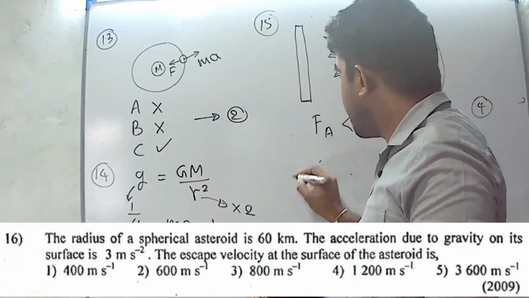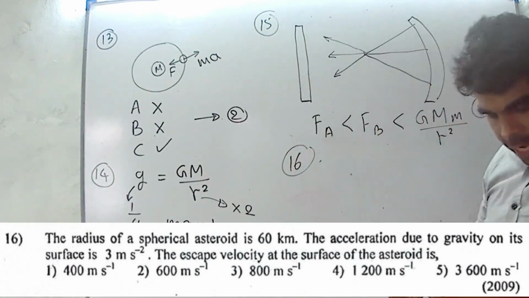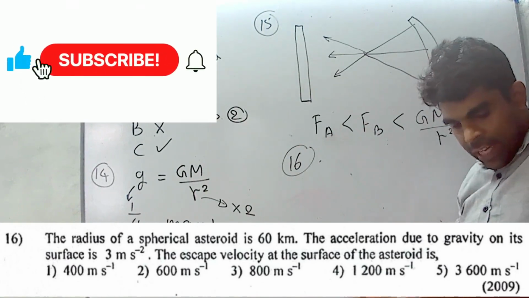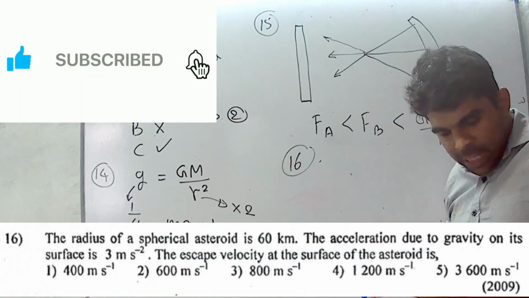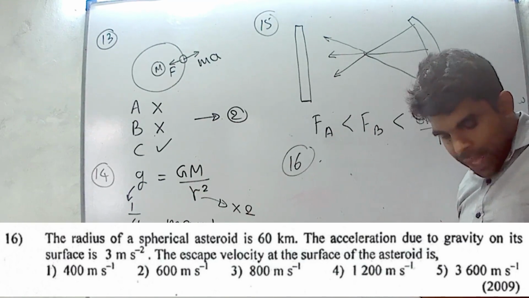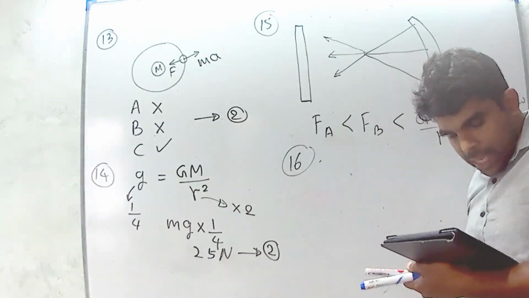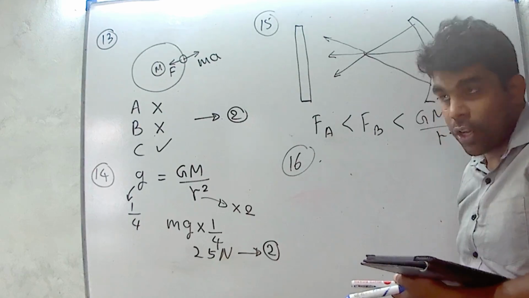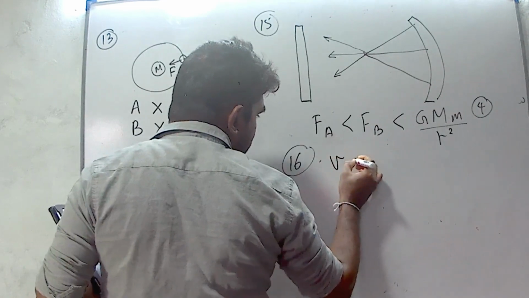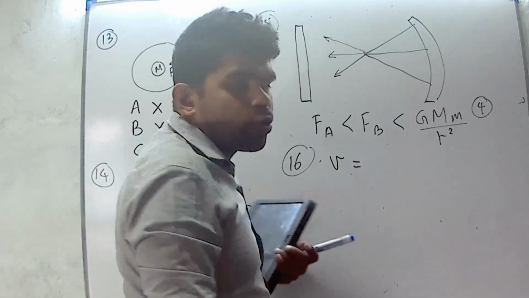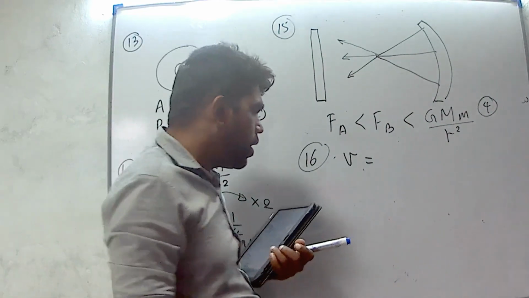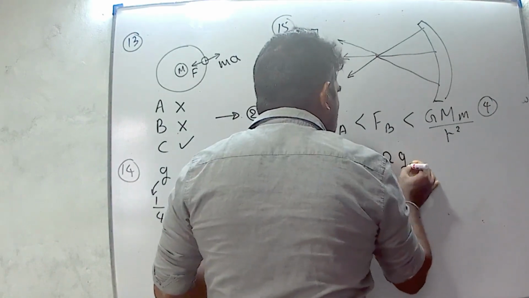Then question number 16. The radius of a spherical asteroid is 60 kilometers. The acceleration due to gravity on its surface is 3 meters per square second. The escape velocity at the surface of the asteroid is? We know that there are two relationships for escape velocity, but now we have to consider the relationship with gravitational acceleration. Therefore, we can write it as root of 2gr.